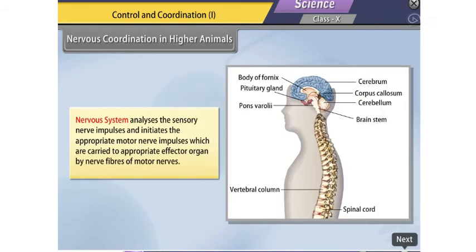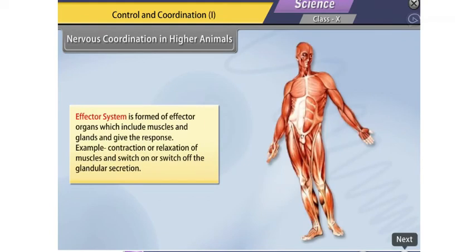The nervous system analyzes the sensory nerve impulses and initiates the appropriate motor nerve impulses, which are carried to the appropriate effector organ by nerve fibers of motor nerves. The effector system is formed of effector organs, which include muscles and glands, and give the response. Example: contraction or relaxation of muscles, and switching on or off of glandular secretion.